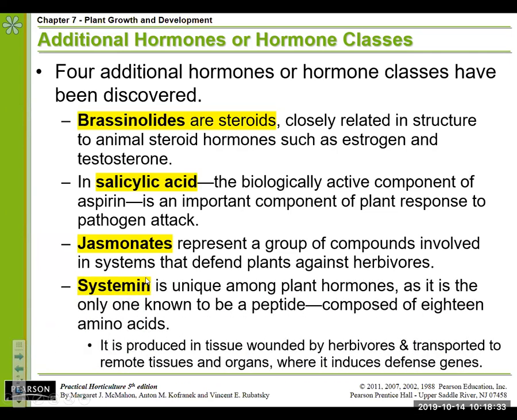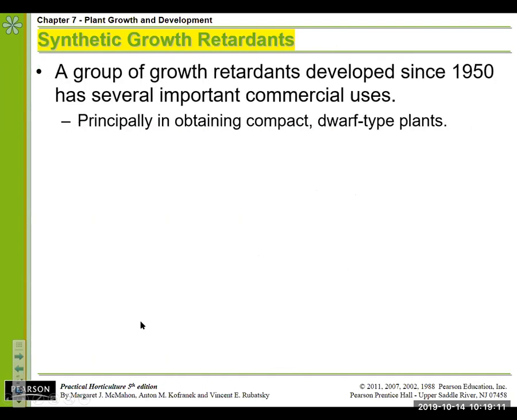And systemin is one of the newer hormones that's been classified. It's unique because it's the only one that they know to be a peptide and is composed of a bunch of different amino acids. And it is produced in wounded tissues and then is transported where it's basically being used to induce defensive genes. And right now, we don't really have commercial uses for the application of these hormones, but with plant science and technology rapidly developing, we may one day find uses for these in crop production.